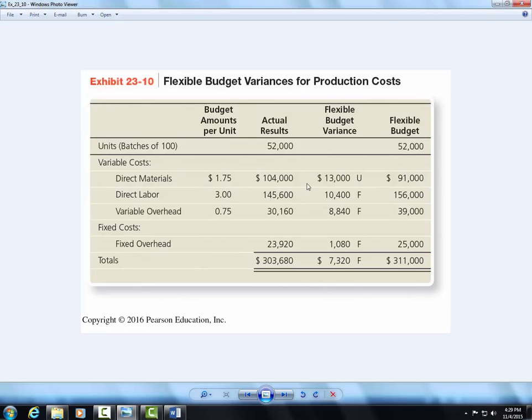For example, for direct materials, did our direct materials just cost a lot more per pound of wax than we had thought they would? Or did we just waste a lot of direct materials during the production process? And we'll be able to see that once we break this down into the cost and the efficiency variance. So that's where we're going.